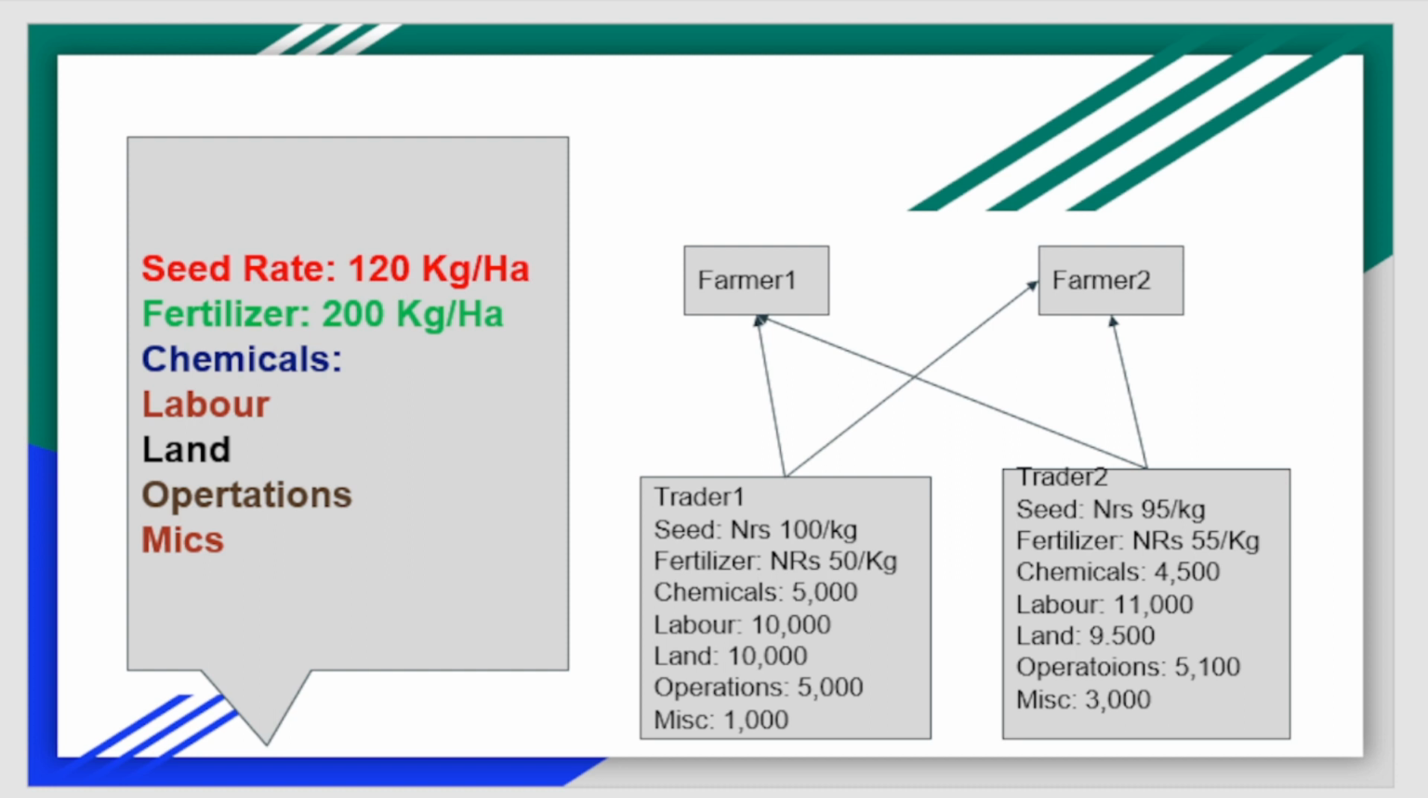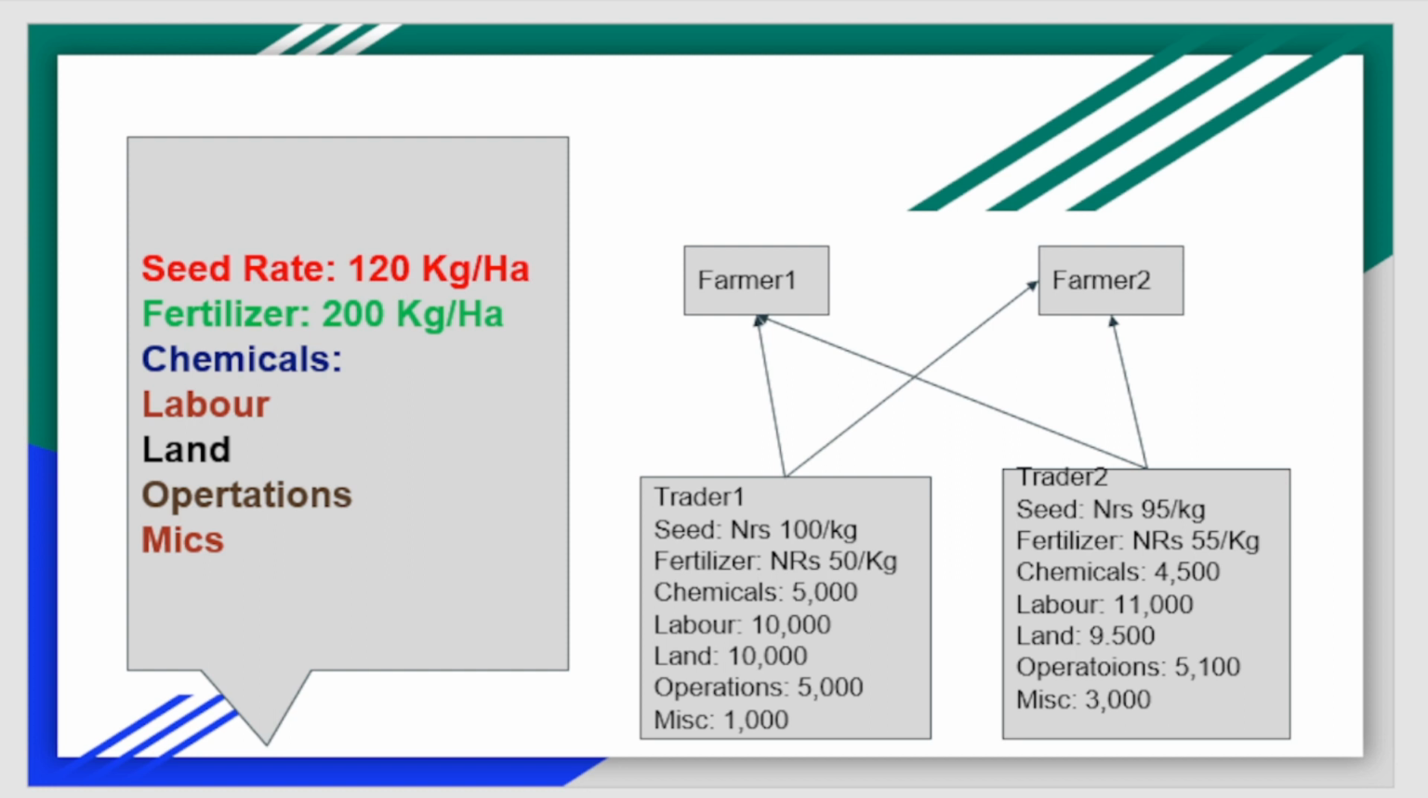If the farmer opts to purchase inputs from trader 1, then seed costs 100 rupees per kg, but in the case of trader 2, it is 95 rupees per kg. For fertilizer, trader 1 charges 50 rupees per kg, whereas trader 2 charges 55 rupees per kg. For chemicals, it is 5,000 rupees, a lump sum, one-time payment, for trader 1. In the case of trader 2, it is 4,500 rupees.